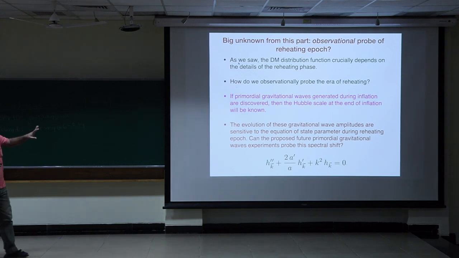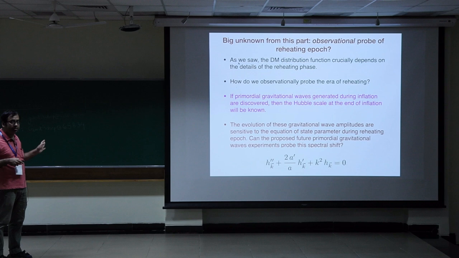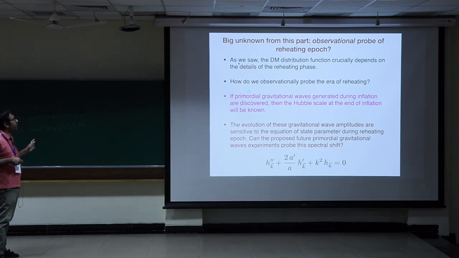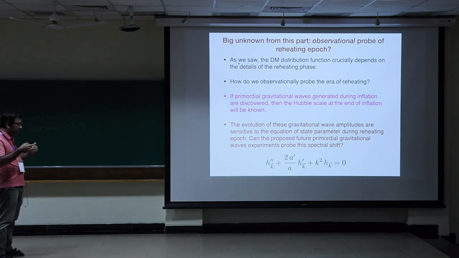And that brings me to point out this first set of unknowns that one might have a discussion on. So as we saw, the dark matter distribution function crucially depends on the reheating phase, but we do not have any good observational probe of the era of reheating so far. Of course, primordial gravitational waves must be generated during inflation. If they are discovered, as Tanmay was also discussing, then the Hubble scale at the inflation will be known. So that will be one less parameter unknown. But still, the reheating era is unprobed.